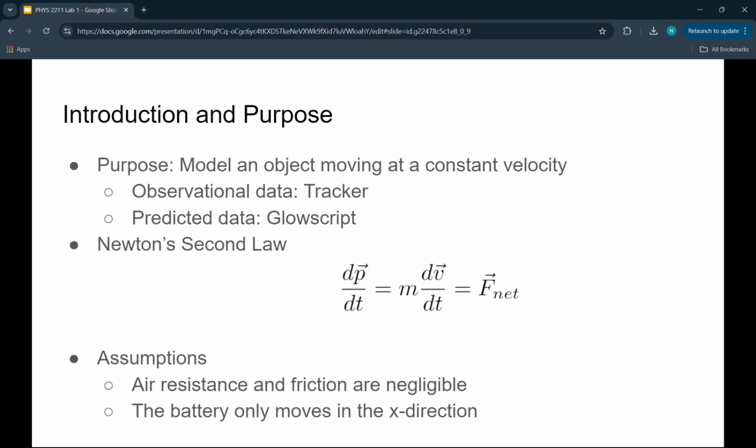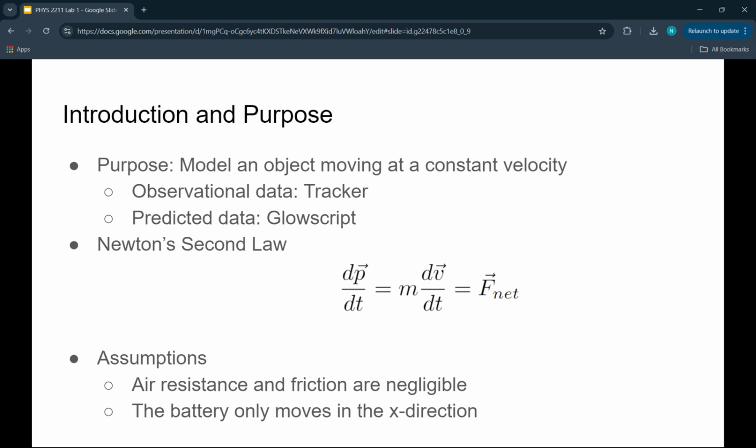I aim to compare that observational data that I gained from the tracker software with predicted data that I gained from GlowScript coding. I'll use the ideas from the previous slide along with Newton's second law to create the model. Note that Newton's second law states that the time derivative of momentum, or the mass times the time derivative of velocity, is equal to the net force. Since mass is non-zero, the time derivative of velocity must be zero for the net force to be zero, so the velocity cannot change over time.